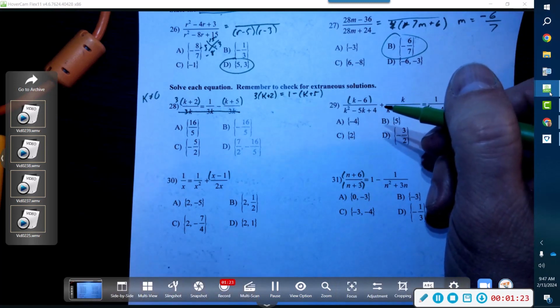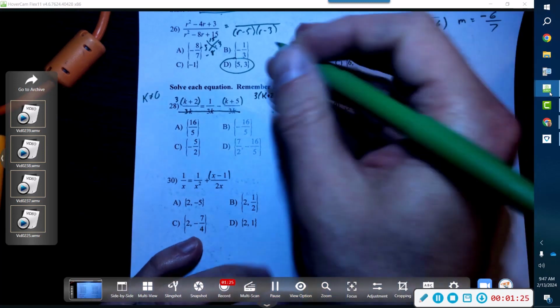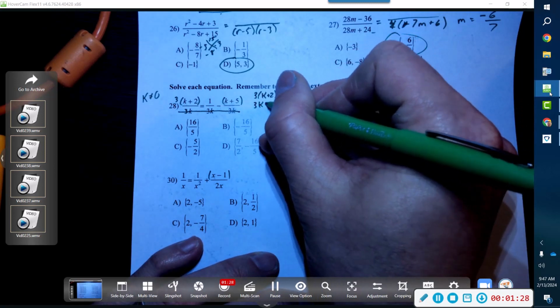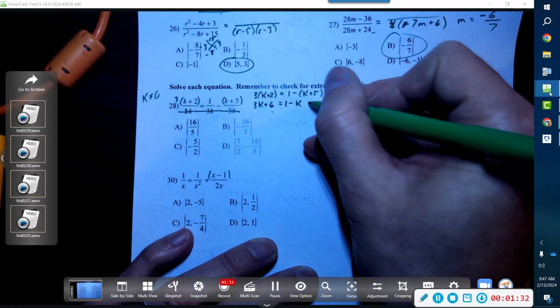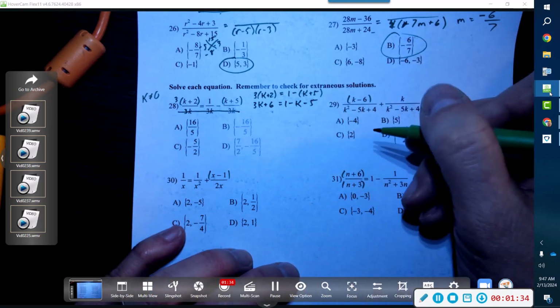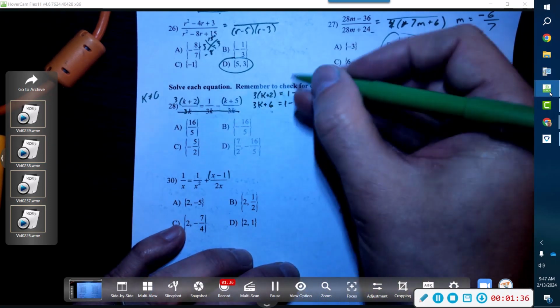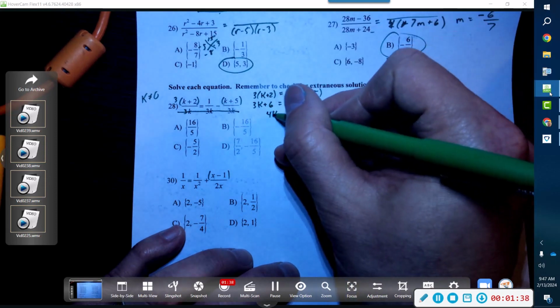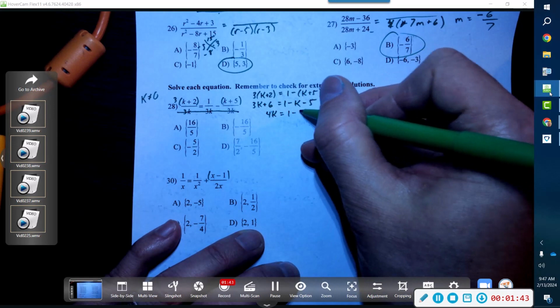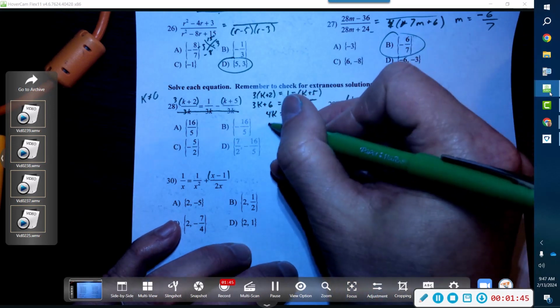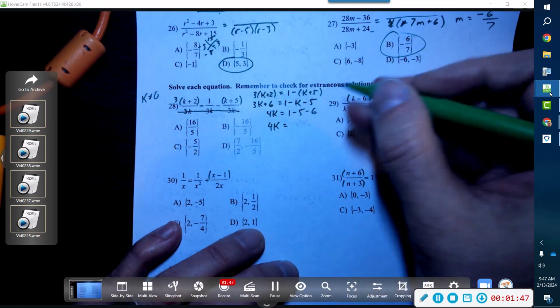All right, now I have a multi-step equation that takes me all the way back to the whole reason why you were learning this back in the 8th grade. Okay, we're going to distribute the negative sign to both of those. Then the k will come over here, and the 6 will go over there. So over here we'll have 1 minus 5 minus 6. So 4k equals, what is that?